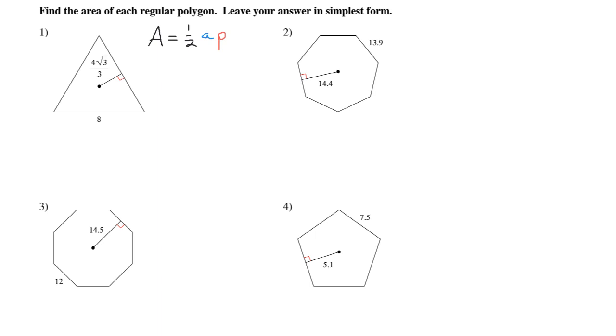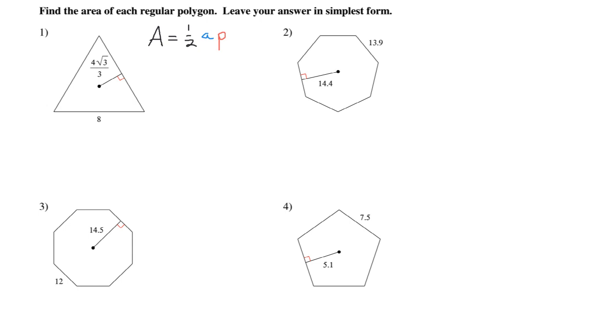Okay, guys, in this video, we're going to look at four problems where we're finding the area of a regular polygon. So this is going to be number one, a triangle. Number two, I think, is a heptagon. Number three is an octagon, and number four is a pentagon. So we're going to get to see a little variety here in our solutions.